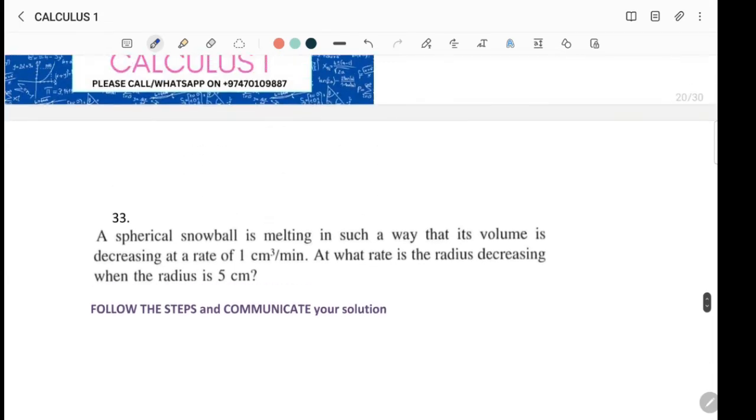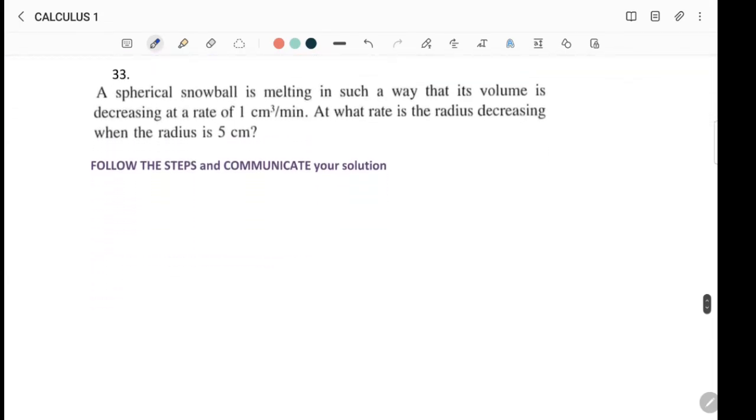Okay, now a spherical snowball is melting. So guys, volume will be the same if something is melted down to form another shape. A spherical snowball is melting in such a way that its volume is decreasing, dV over dt is minus 1 centimeter cube per minute. Okay, dV over dt is given negative because it's decreasing.